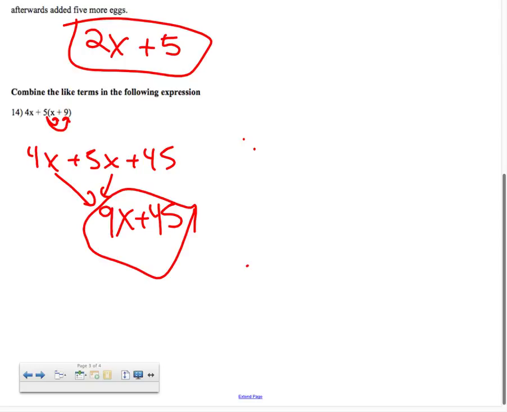Simple as that. So when you have a number right outside the parentheses, and you can't add what's inside the parentheses, you have to distribute that outside number so that you can progress through the problem.